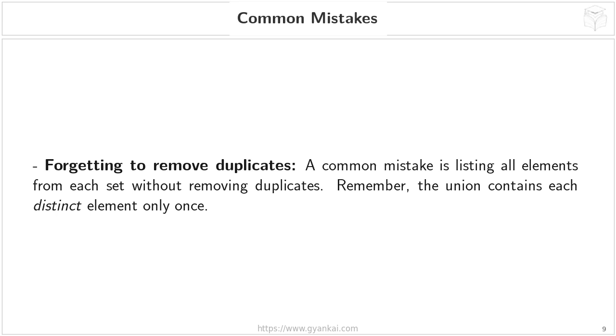Common mistakes. First, it says, forgetting to remove duplicates. A common mistake is listing all elements from each set without removing duplicates. Remember, the union contains each distinct element only once. We've been through several examples, like combining set A and set B, and if 3 appeared in both, we only wrote it down once in the final union. It's really crucial to remember that the union isn't just about writing down everything, it's about listing each unique item. If you list the same element multiple times, you haven't correctly formed the union.